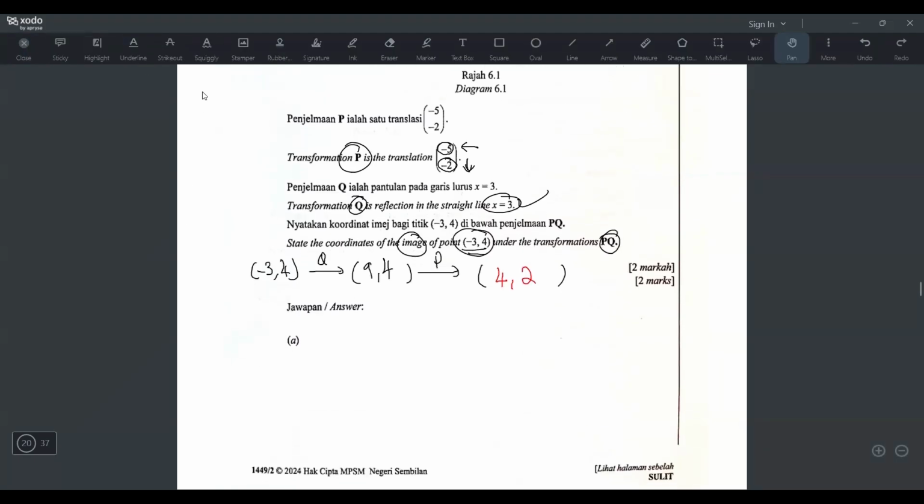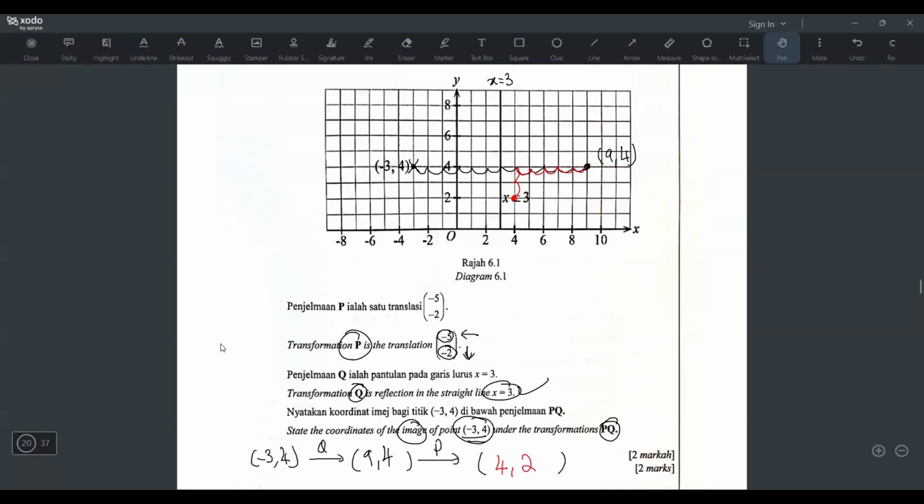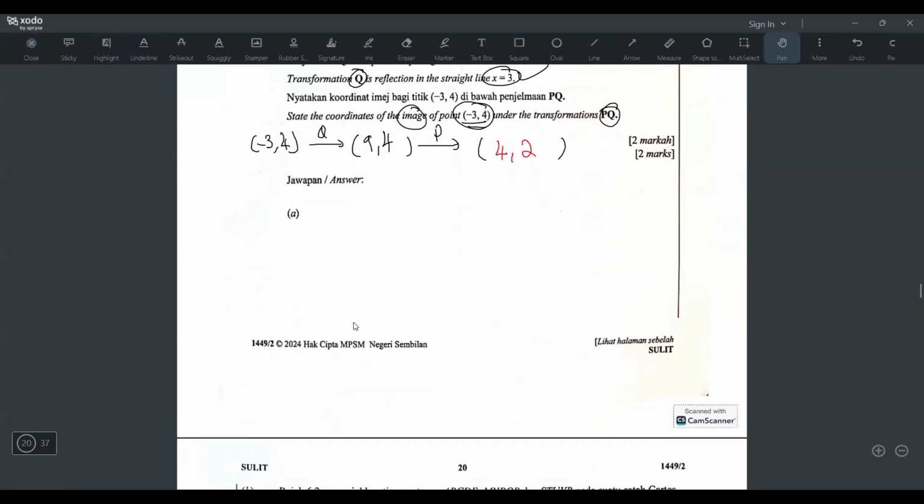Another method to do this is you straight away take the x coordinate and add the top number, and then take the y coordinate and add the bottom number. You will get the same answer. You see, 9 minus 5 is 4, 4 minus 2 is 2. So this is the fast way to do it, but it's the same answer. So that's all. This is only worth 2 marks.